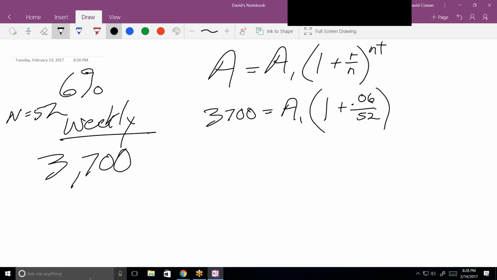Did they say how many? The question is, what amount would have to be deposited to grow to 3,700 and how many years? I didn't write that down.